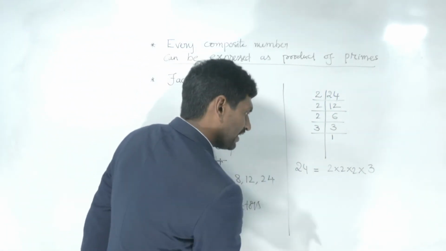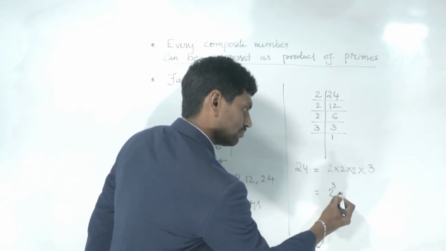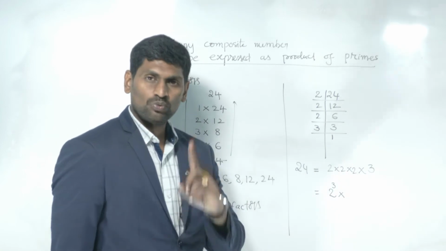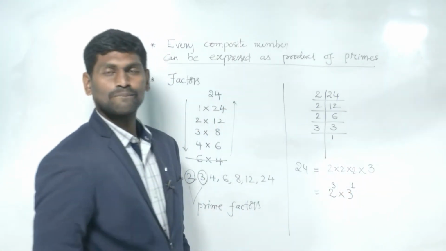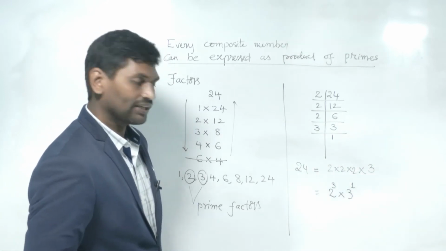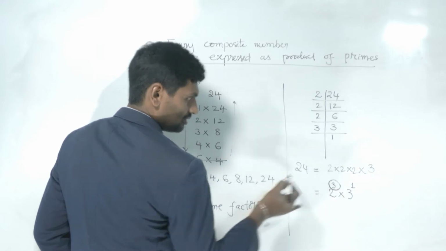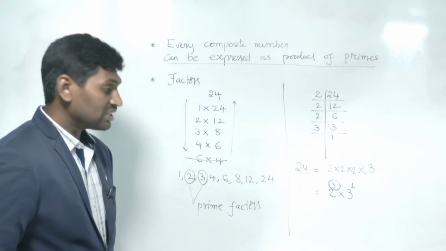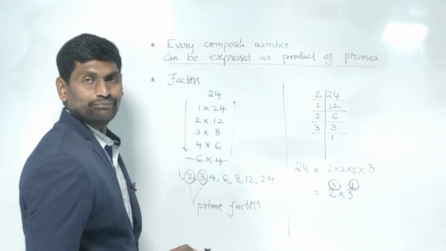Here 2 how many times? 3 times. 2 cube. 3 how many times? 1 time only. So 3 power 1. Now observe the exponents. Add both of them.